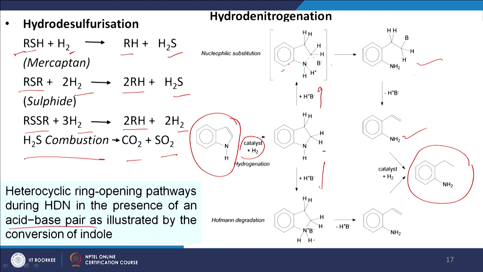Another route, we get this intermediate product. So, here it is coming to this one, almost similar. So, substitution 1 and 2 reactions, and then it is converting to this one. So, ultimately this way nitrogen is removed from the compound.